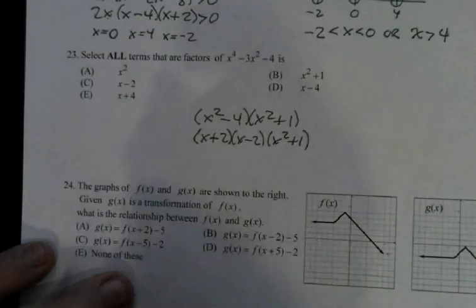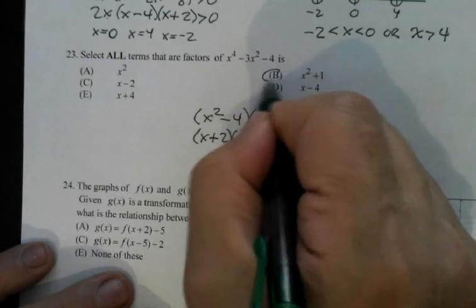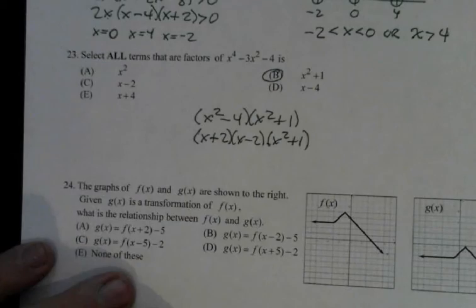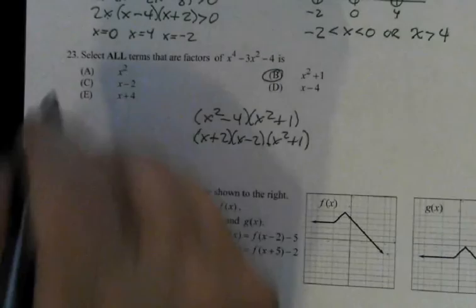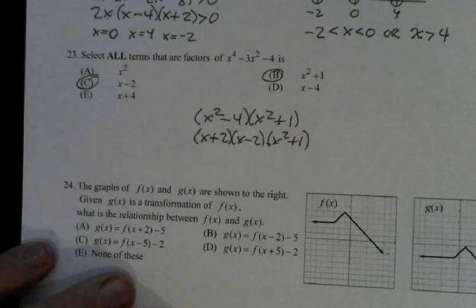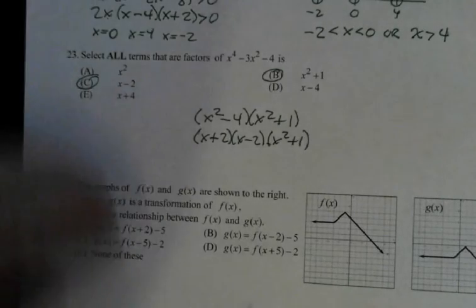So my factors, well, x squared plus 1 is a factor. That's just a term, the x squared. You might look at that, but you can't even factor out an x squared. We have x minus 2, and none of the other ones work.